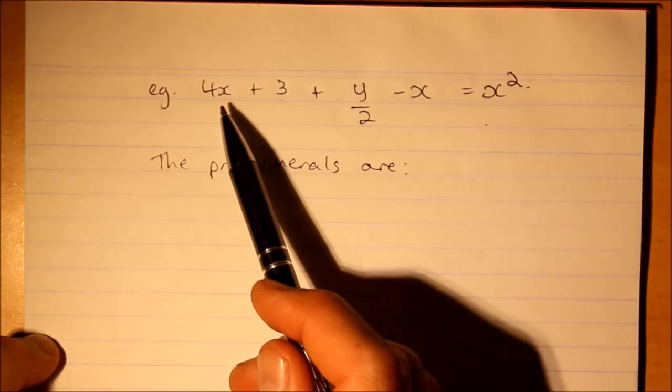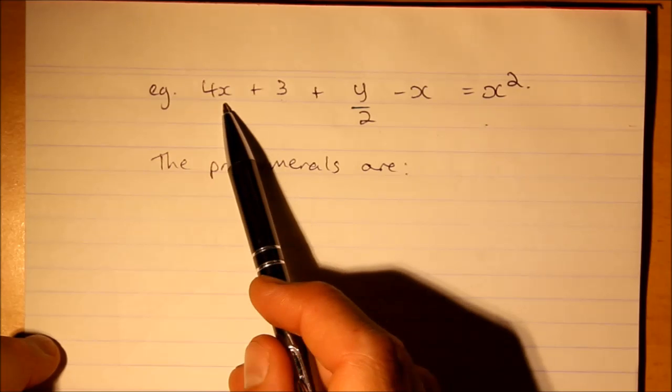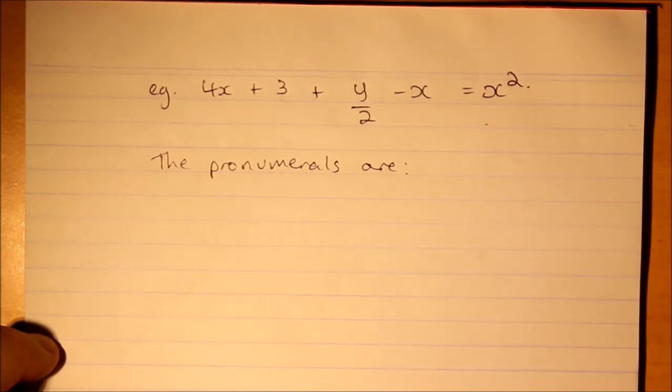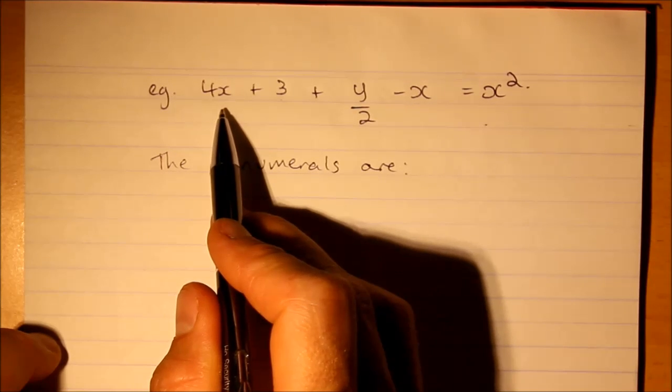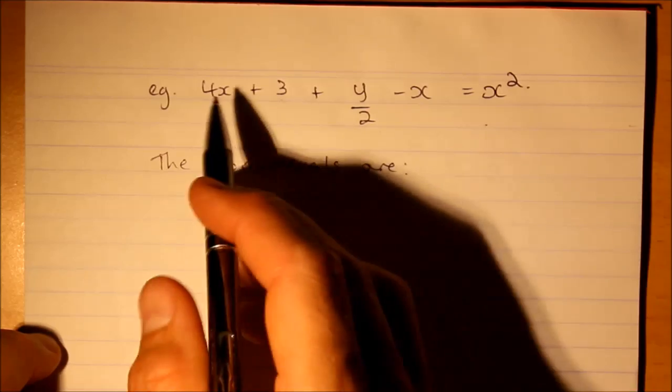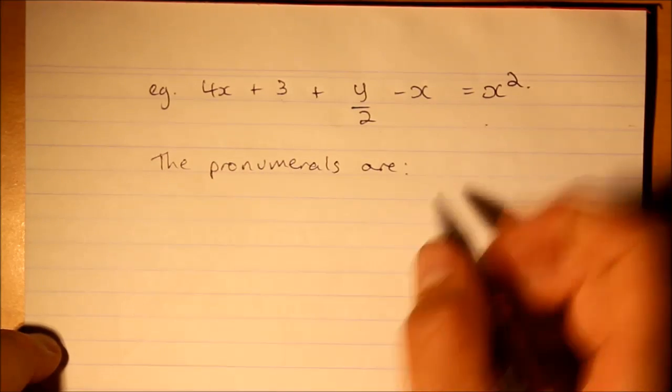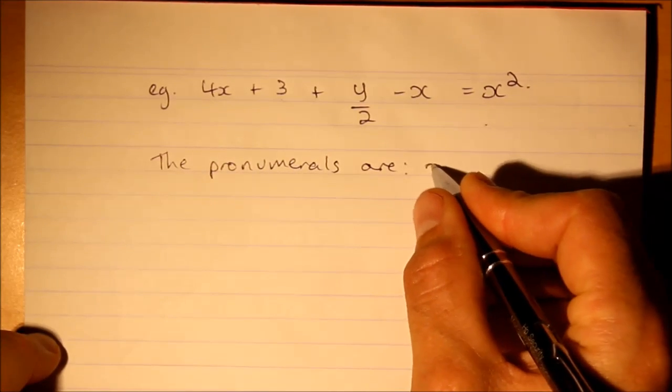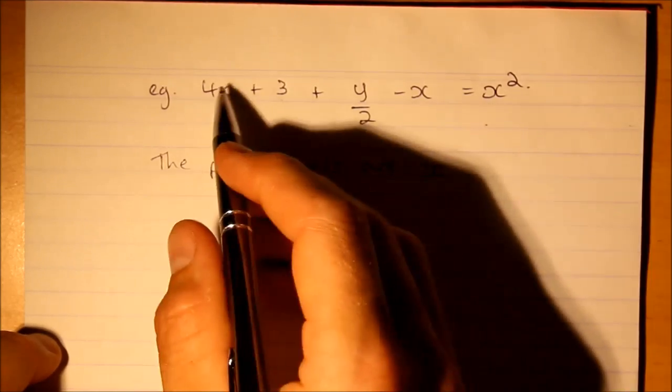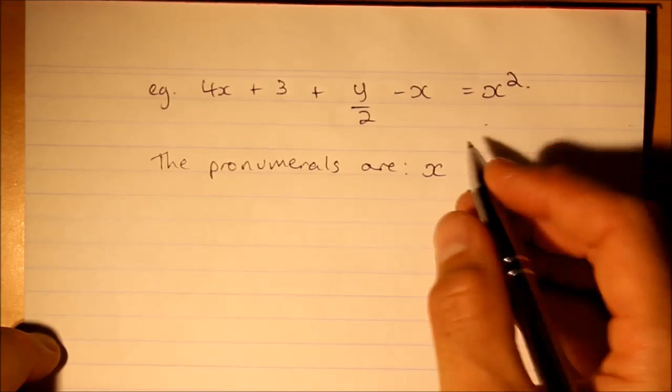Now, x is what we would call a pronumeral. We treat it like a number. It is a number in every sense, so we can multiply it, divide it, and do all the operations we do with normal numbers, except we just don't know what it is at this point. So what are the pronumerals here? We would say x is a pronumeral. We say that y is a pronumeral.